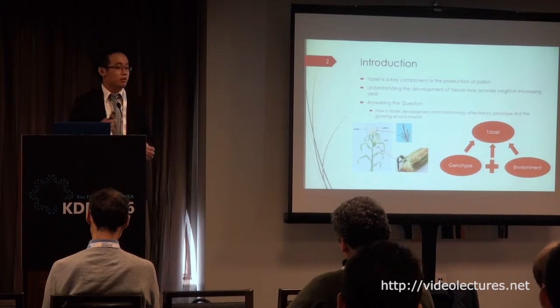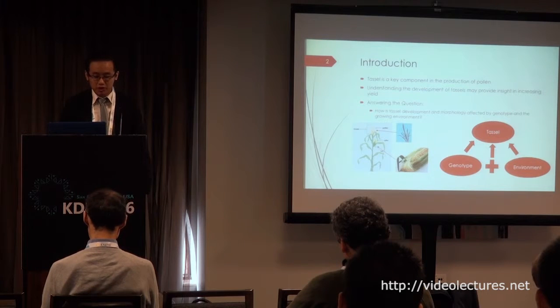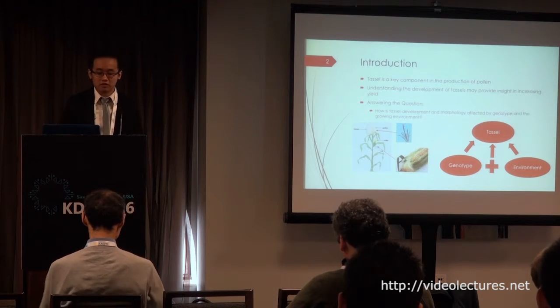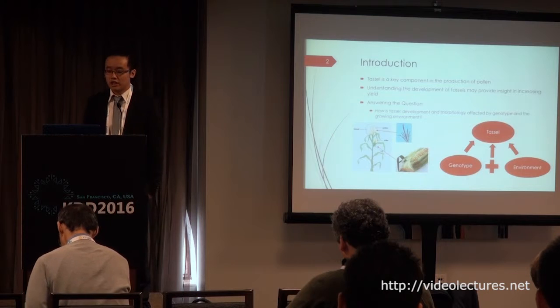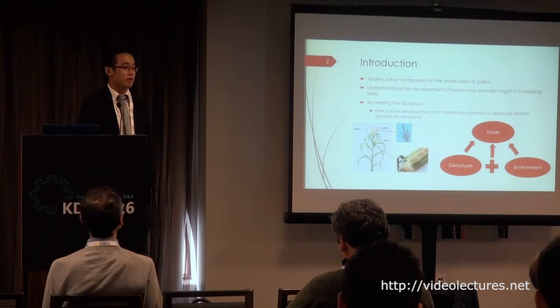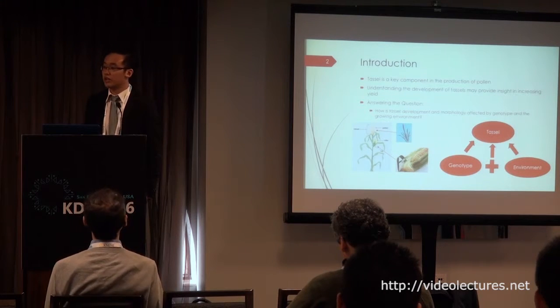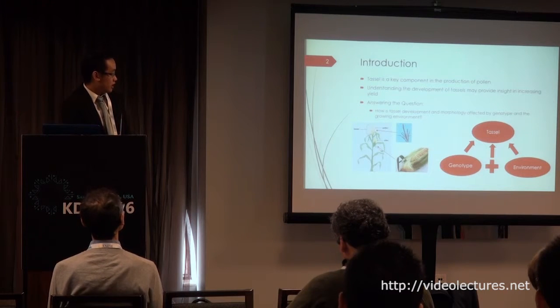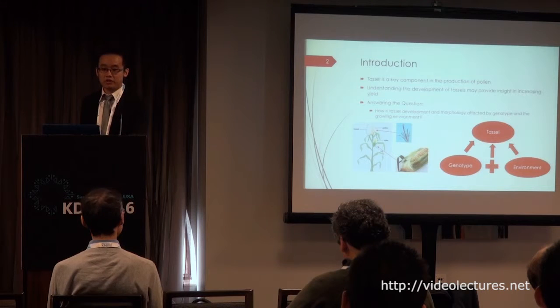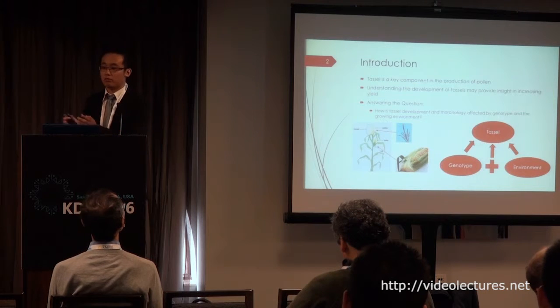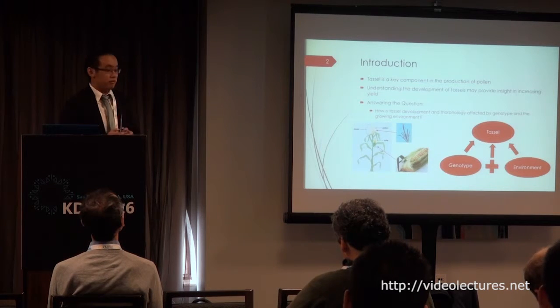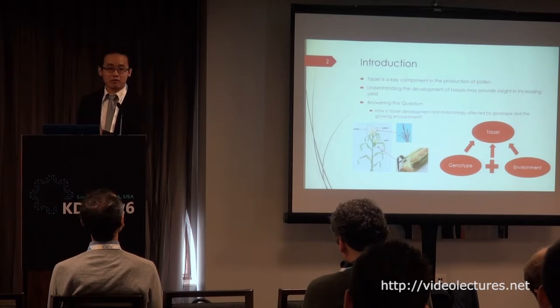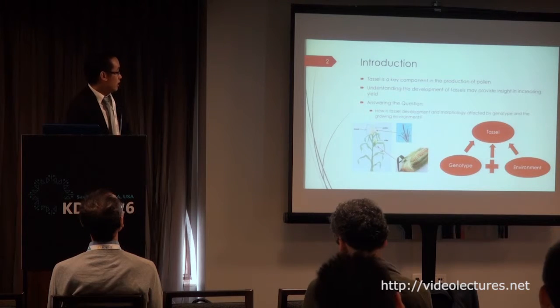So the idea is that we're trying to answer the question: how are tassel development and morphology affected by the genotype and the environment that it's growing in? Not only do we want to see the genotype or environment individually, we want to see the combination of both, and how it's going to affect the development and the morphology of the tassel over time.